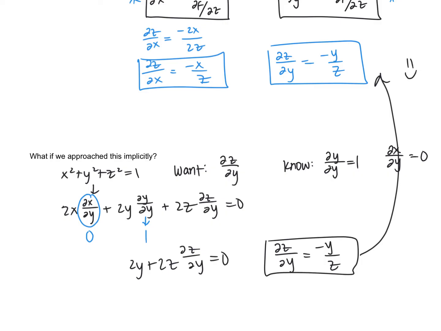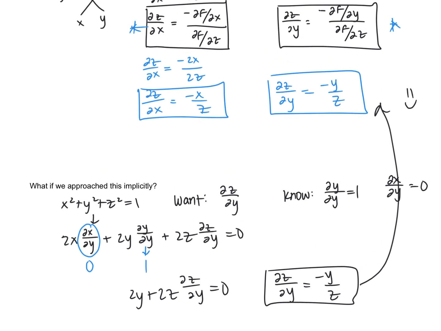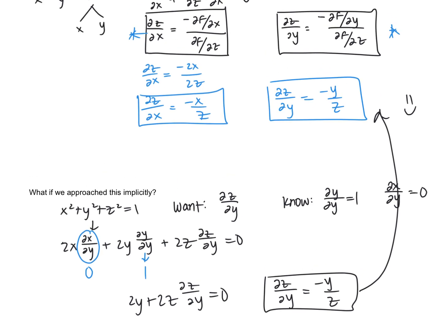So you have two options on this last one. If you have an implicit equation, so it's not a function, but it's an equation, you can remember these two formulas that we derived above, or you can approach the equation implicitly.